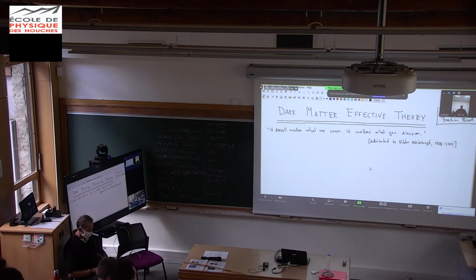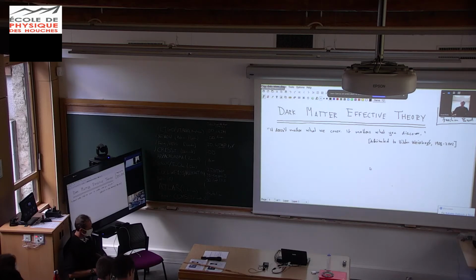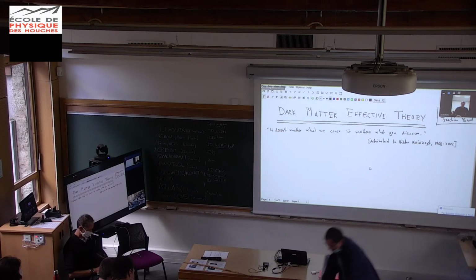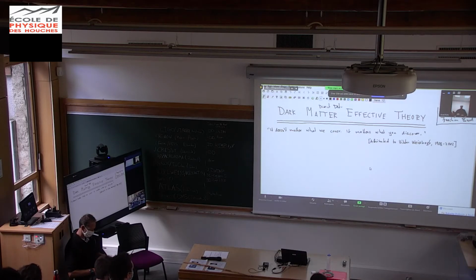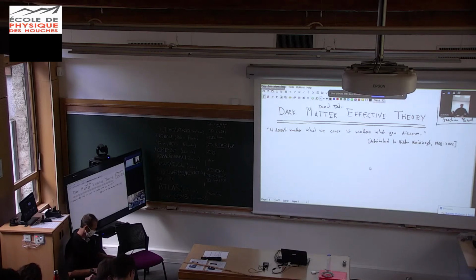Okay, so what I want to talk about in these lectures is dark matter effective theory. And to be more precise, I should probably say dark matter direct detection effective theory. And what I want to show you is essentially how to calculate the dark matter direct detection cross-section in, let's say, one of the most general cases.